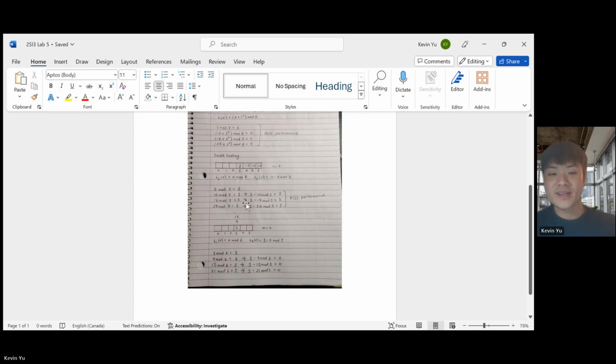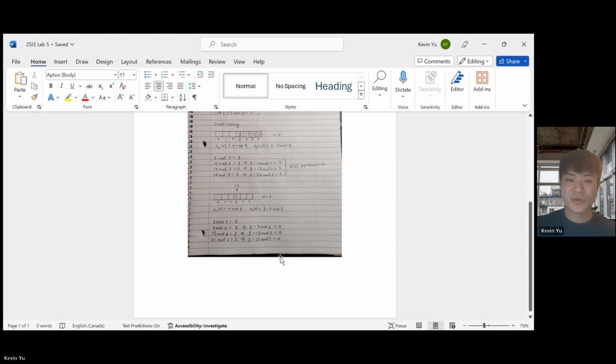In this example, in my primary equation, I want to insert 3, 9, 15, and 21, and they all give us 3, so there are going to be multiple collisions. So we plug it into the secondary equation, and we get a lot of zeros.